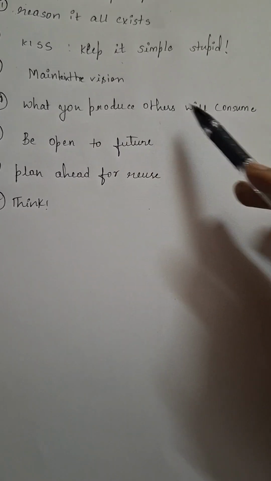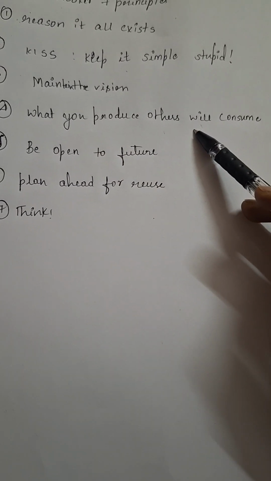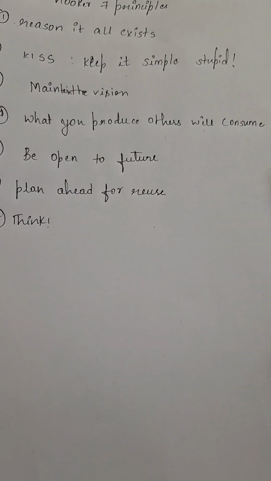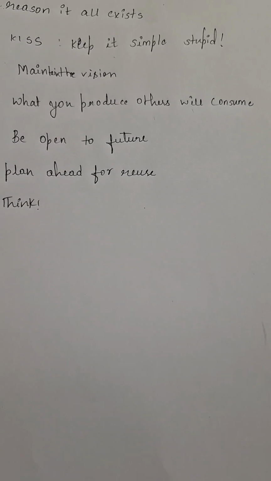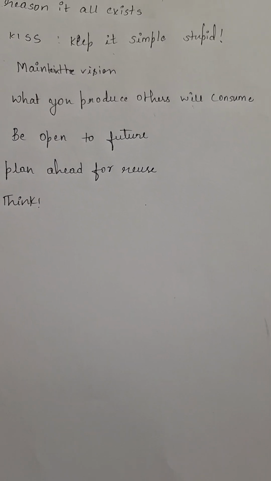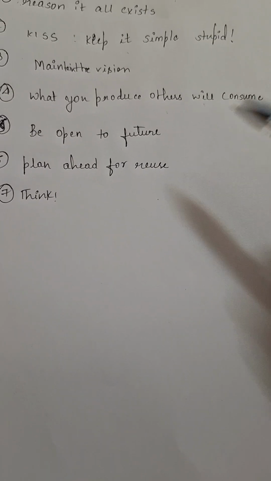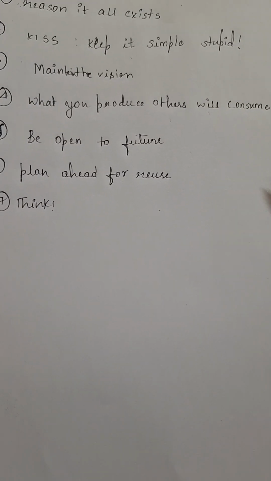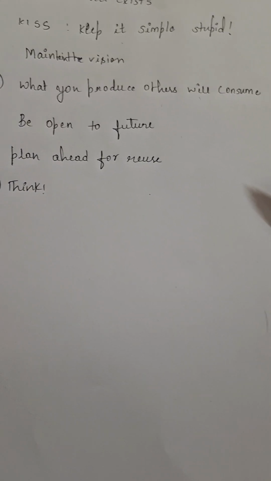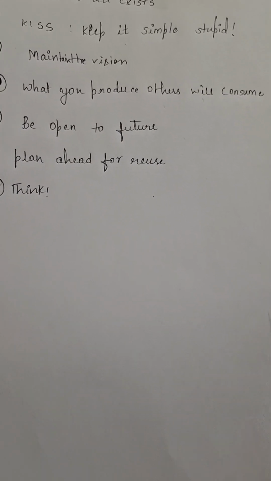What you produce, others will consume, which means if you are a developer and you are producing something, others have to understand that. It shouldn't be that only you can understand the software system which you have built. Be open to the future. You have to see what the future scope of the software is also. That means a software should be usable in the future too.